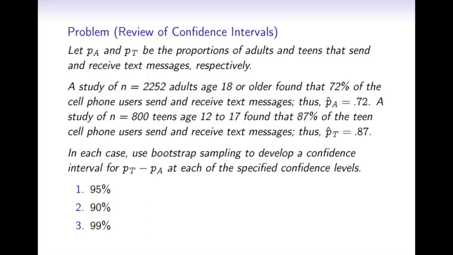A study of 800 teens aged 12 to 17 found that 87% of the teen cell phone users send and receive text messages. Thus, the sample proportion for the teens is 0.87. In each case, use bootstrap sampling to develop a confidence interval for P sub T minus P sub A at each of the specified confidence levels. So we're going to use StatKey here, and we're going to develop confidence intervals for the difference in these proportions across these three very typical confidence levels: 95%, 90%, and 99%.